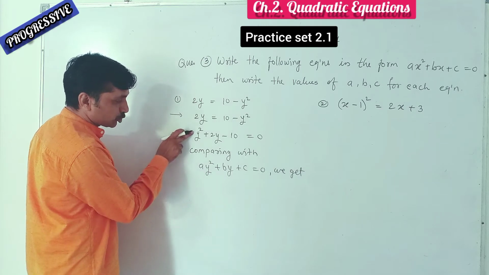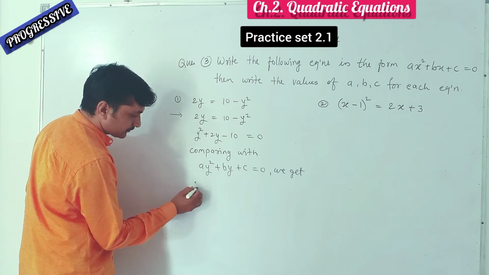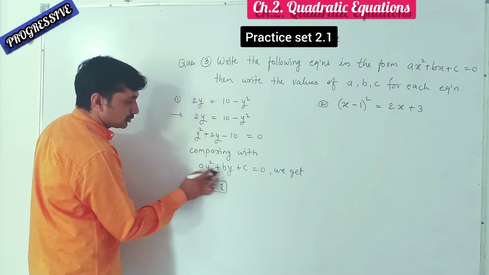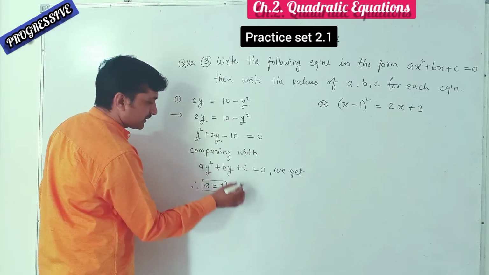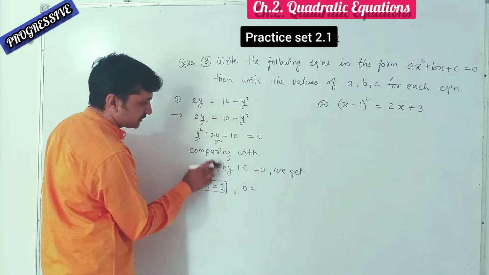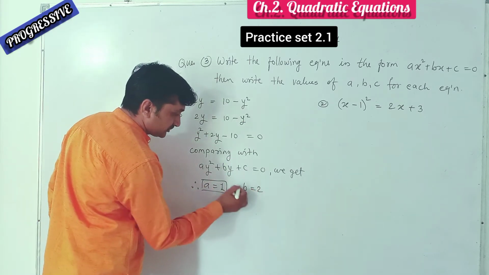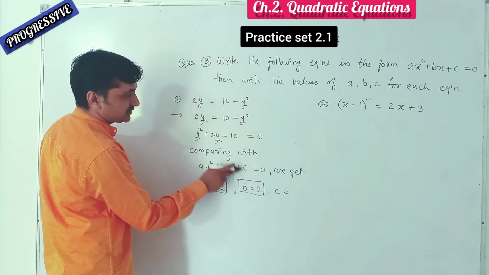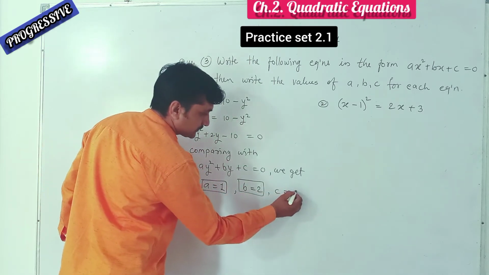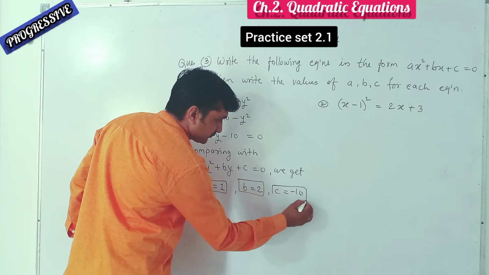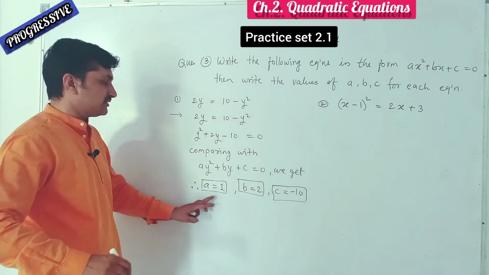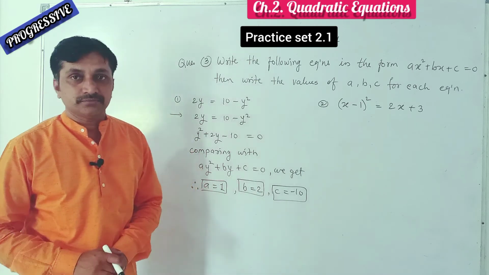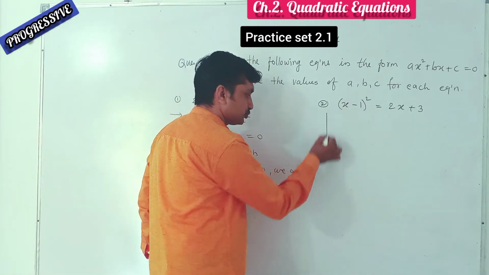A is equal to the coefficient of y square. A is equal to 1 now. B is the coefficient of y, B is equal to, here you see, the coefficient of y is 2, with sign. And c means the constant, last, c is equal to the constant with sign, minus 10. In this way, by comparing with standard form, we got the ABC values: a is 1, b is equal to 2, c is equal to minus 10. Let's see example number 2 here.